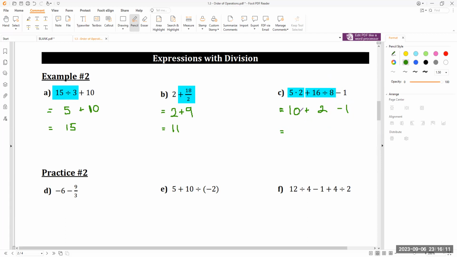Next line, addition, subtraction. I'm going to do it all at once. That's an 11. That's it.